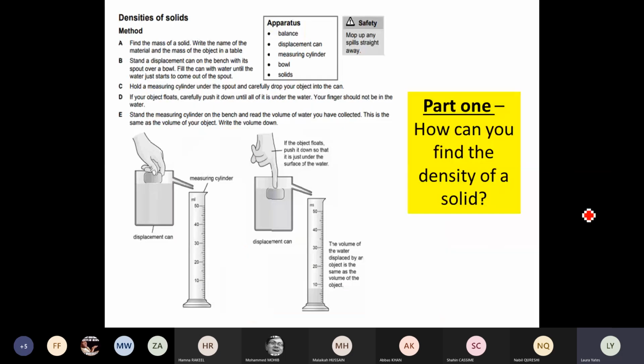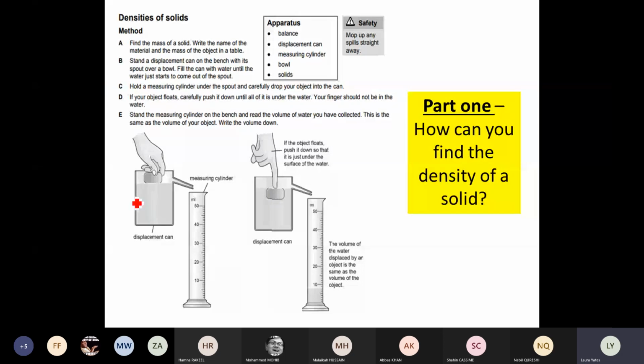Now, in this one then, we've got densities of a solid. So how can you find the density of a solid? To find the density of a solid, you use the following method. First of all, you would find the mass of the solid by writing the name of the material and the mass of the object in a table.